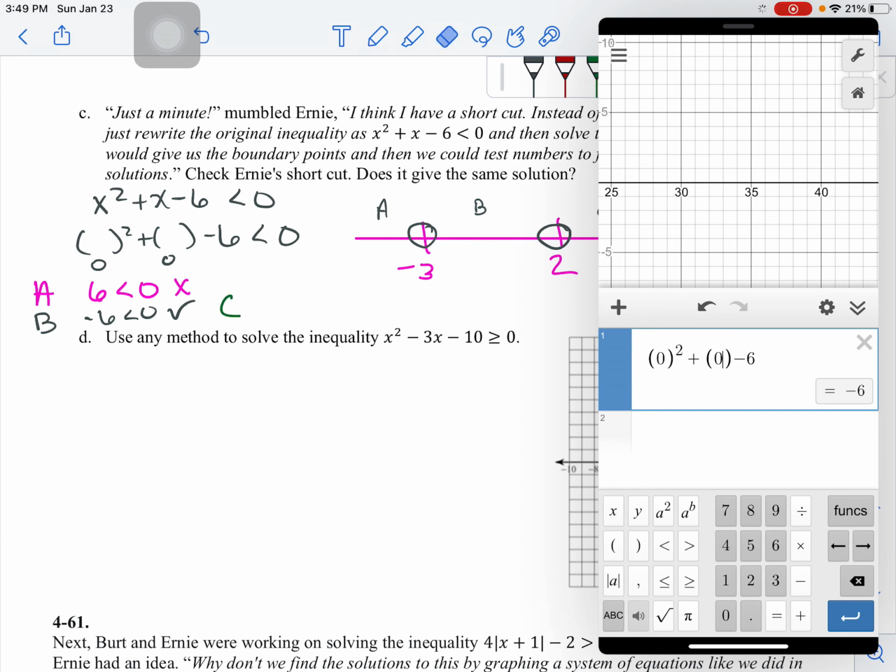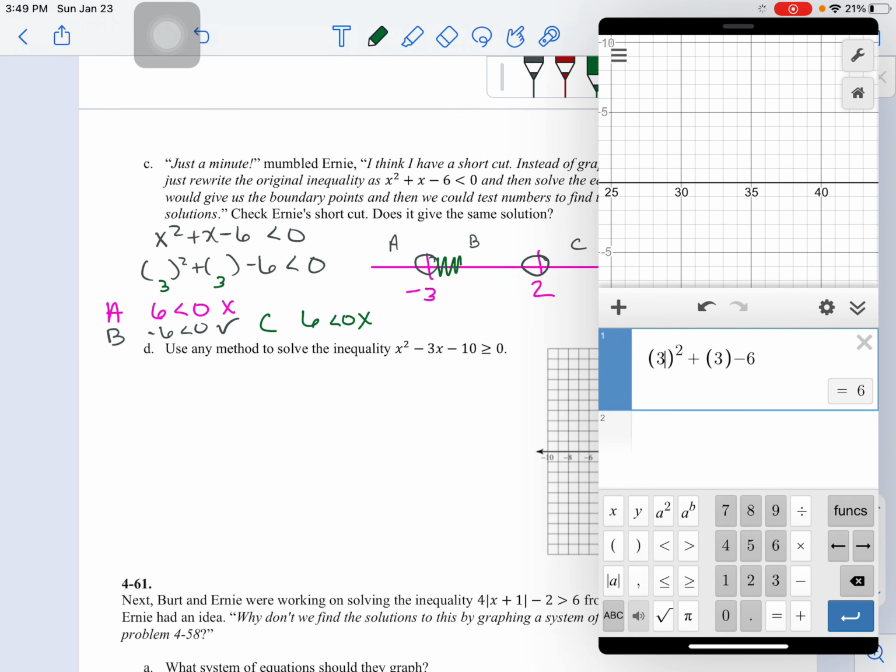And then section C, I'm going to put anything bigger than 2. Let's put a 3 in there. So I'll change these to a 3. Okay, so here we go. Put a 3 and a 3, and I get 6. Is 6 less than 0? No good again. So the only section that worked was section B. So in between section B, I will color that in.